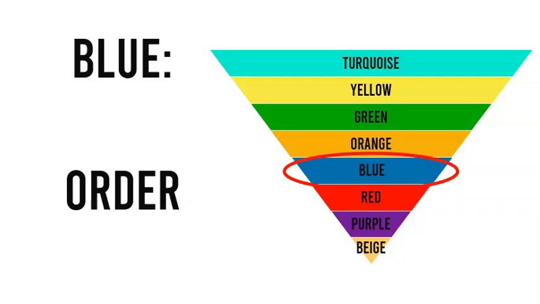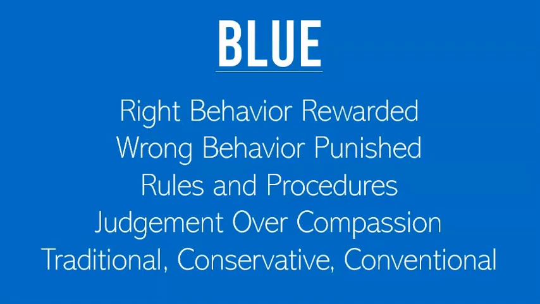The next stage is blue, and blue focuses on order. Blue focuses on a difference between right and wrong, and if you behave in the correct way, you will be rewarded. If you behave in the wrong way, you will be punished. There are rules and procedures. People don't care about compassion, they only care about judgment, and there are traditional things. People are very conservative and very conventional.